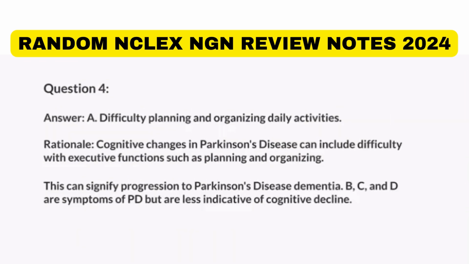Answer A. Difficulty planning and organizing daily activities. Rationale: cognitive changes in Parkinson's disease can include difficulty with executive functions such as planning and organizing. This can signify progression to Parkinson's disease dementia. B, C, and D are symptoms of PD, but are less indicative of cognitive decline.